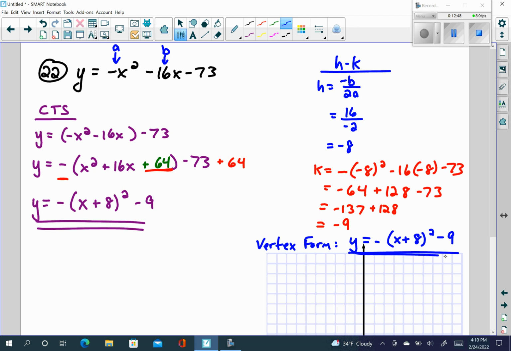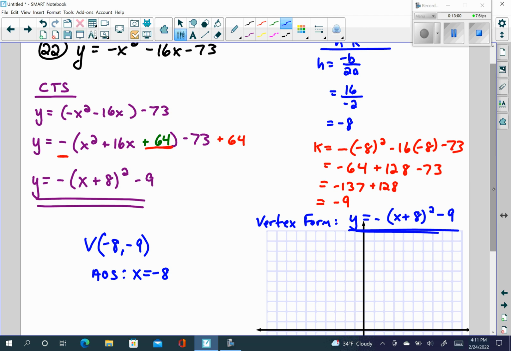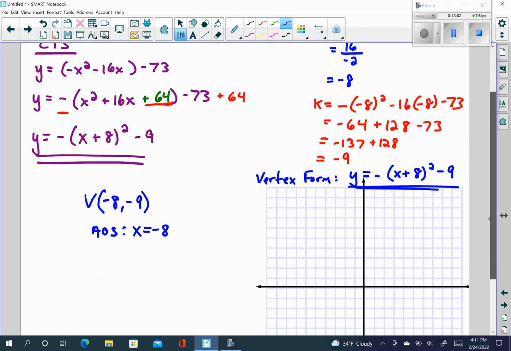So this vertex form matches this one. Our vertex is negative 8, negative 9. The equation for the axis of symmetry is x equals negative 8. This one will also open down. So all three of these did.